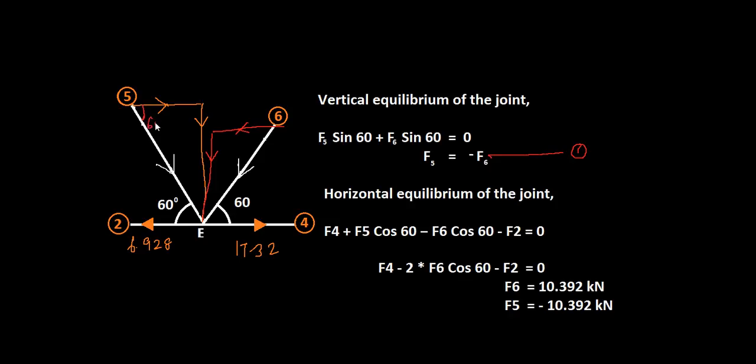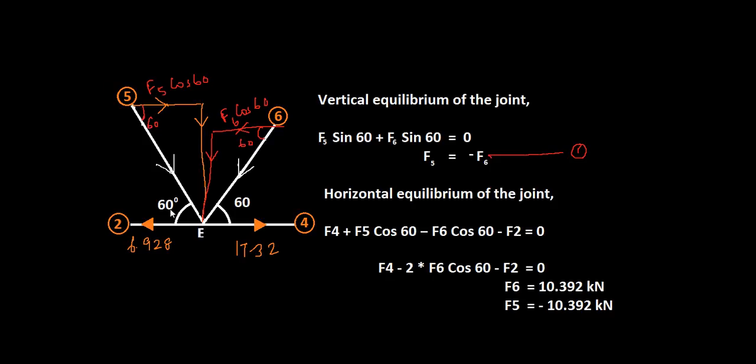This is 60 degree and this is 60 degree, so you have F5 cos 60 and F6 cos 60. So F5 cos 60 is acting in the same direction of F4, and F6 cos 60 is acting in the same direction of F2. So for the equilibrium, you have F4 plus F5 cos 60 minus F6 cos 60 minus 6.92 is equal to 0.